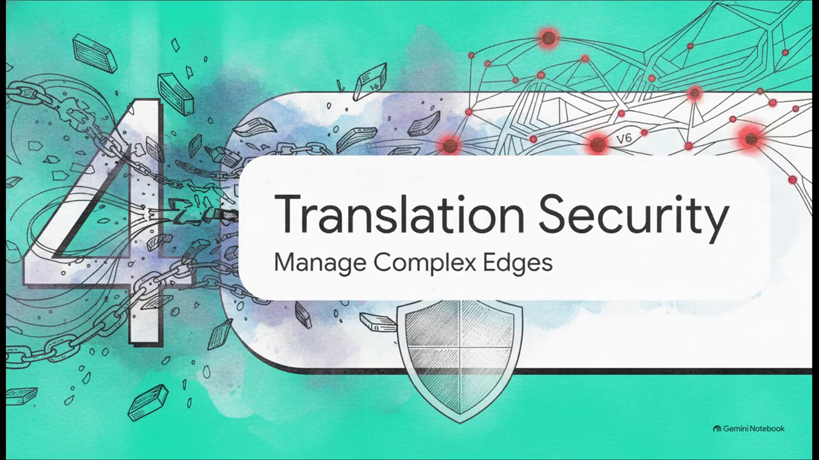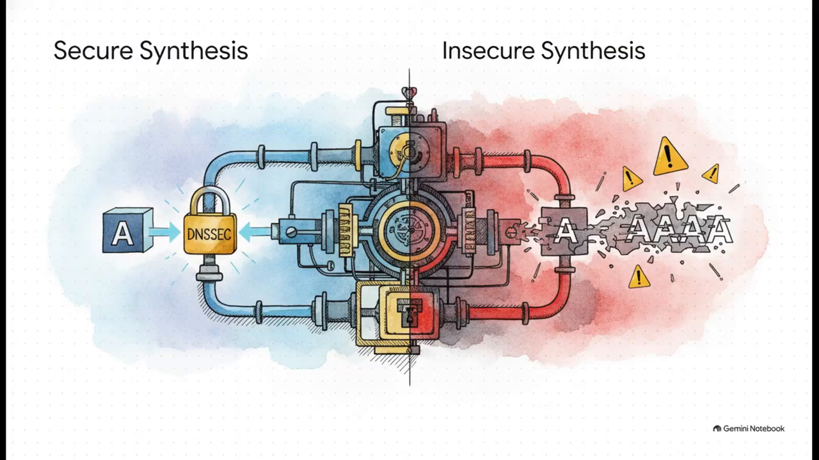All right, let's look at Section 4, Translation Security Strategies, Managing Complex Edge Cases. When you're bridging IPv4 and IPv6, NAT64 is usually paired with DNS64 to synthesize IPv6 addresses for IPv4-only destinations. But there is a massive vulnerability here. NAT64 and DNS64 are virtually blind without DNSSEC.